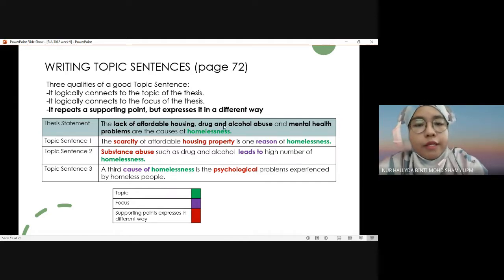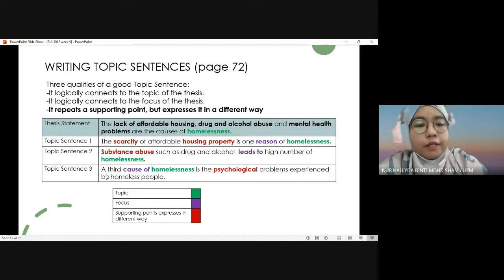So in the thesis statement, you use drug and alcohol abuse. In your topic sentence, you change it a bit, you use the word substance abuse, and then you include the examples such as drug and alcohol. Leads to is another word for reason, the cause of.